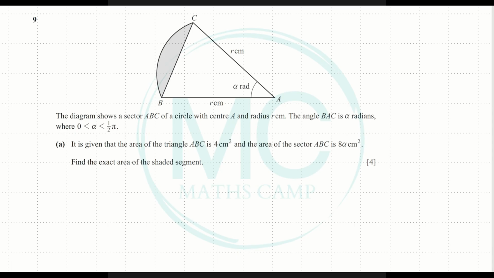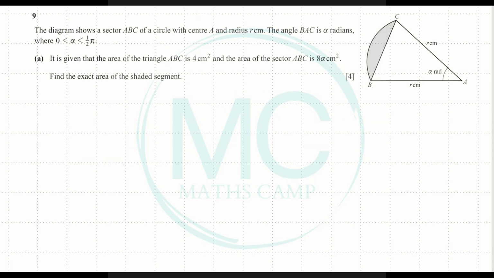When exam questions ask you for the exact area, you can still leave your answer in terms of pi. But in this case, we cannot leave our answer in terms of alpha or of r. So before we can find the shaded segment, we need values for alpha and for r. So let's make some space.